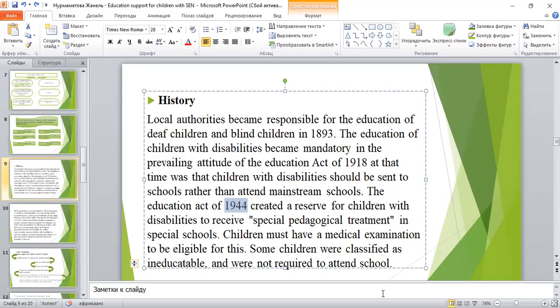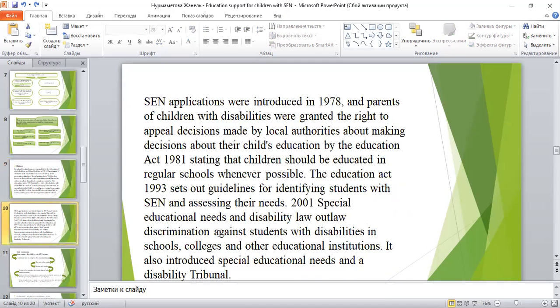Yes. Now the next is about special education needs applications. Okay, when were special education needs introduced? Yes, certainly.